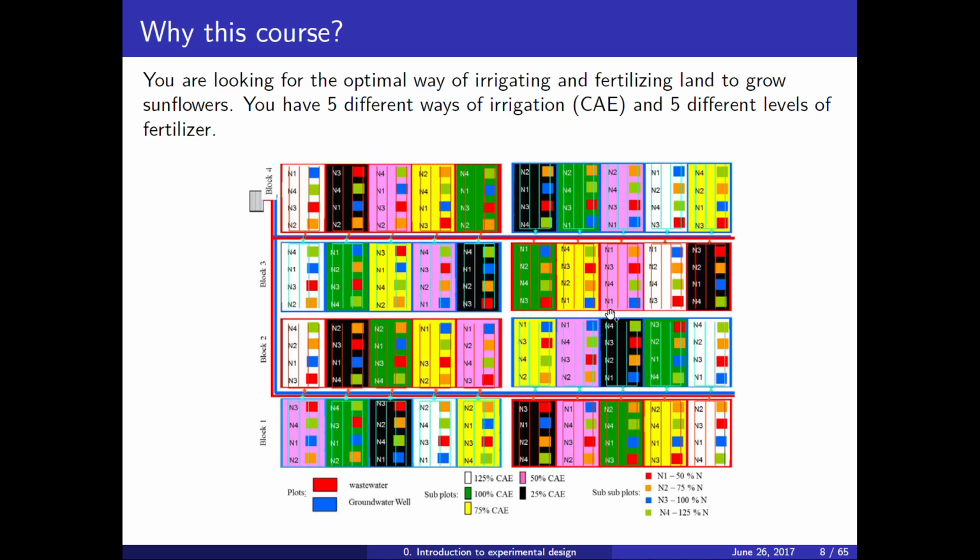And let's say that you're looking for the optimal way of irrigating and fertilizing land to grow sunflowers, and you have 5 different ways of irrigation and 5 different levels of fertilizer. How do you arrange them? How do you arrange the land to come out with the best way of irrigating and fertilizing the land? So again, this is a matter of experiment design.